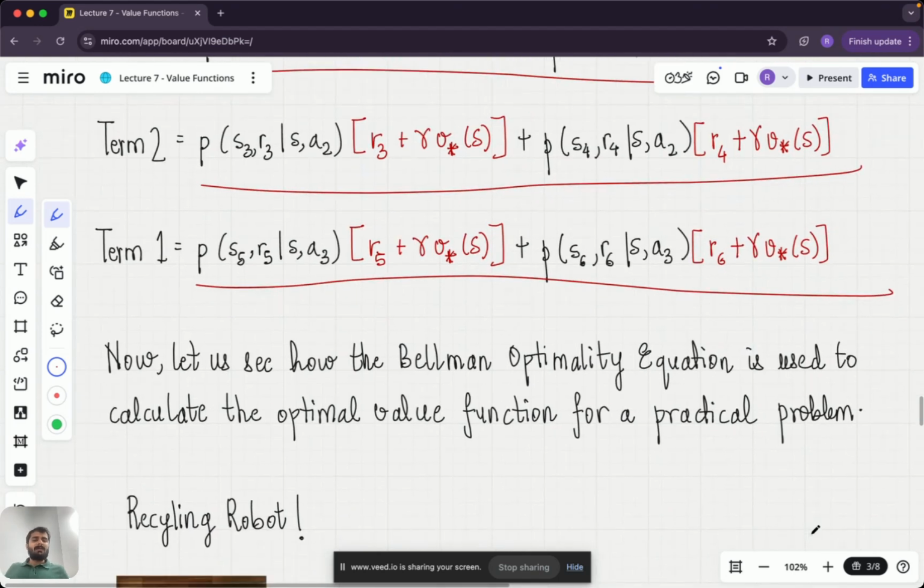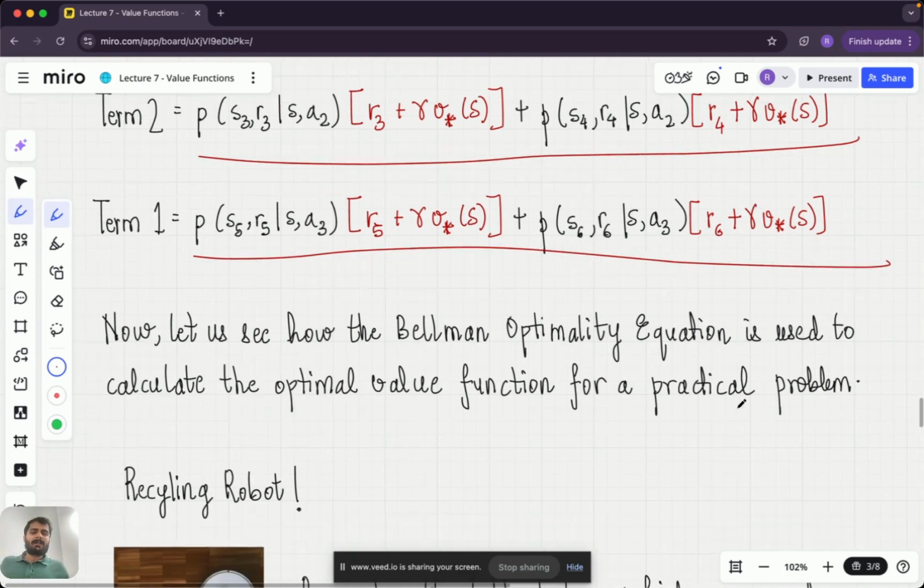So this is the Bellman optimality equation, which is quite similar to the Bellman equation, but the only difference is that in the Bellman equation we added up the values given by all the paths, but here we don't add up the values given by all the paths. What we do is we take the path which gives us the maximum expected reward plus the discounted value of the next state which the agent encounters.